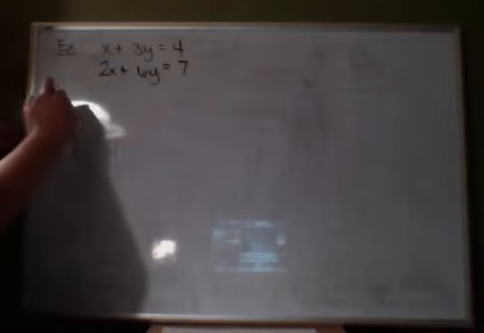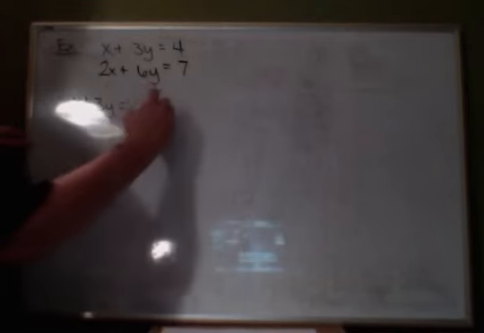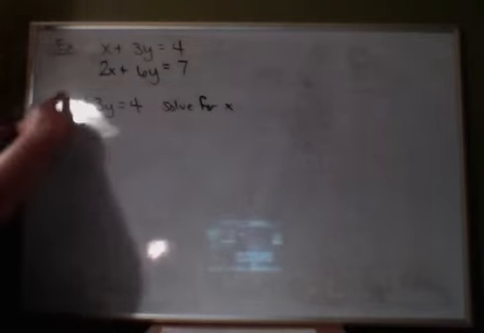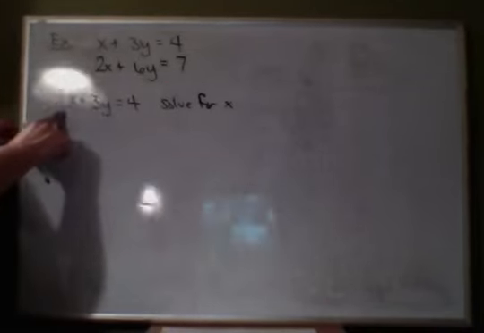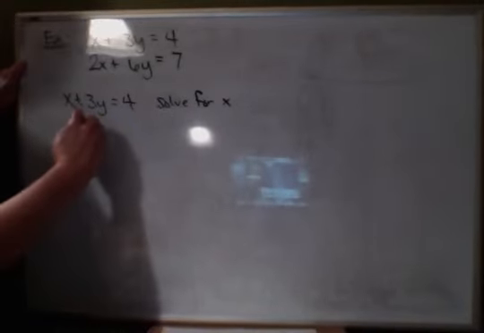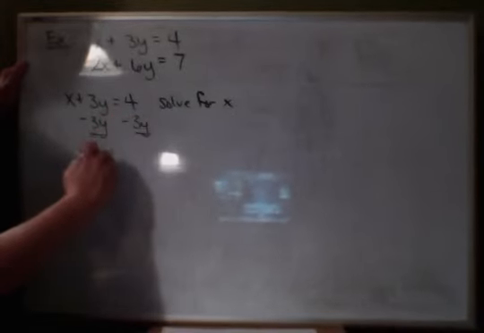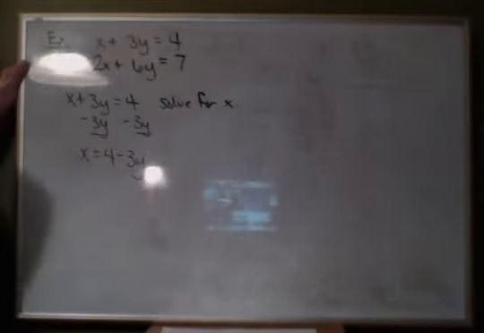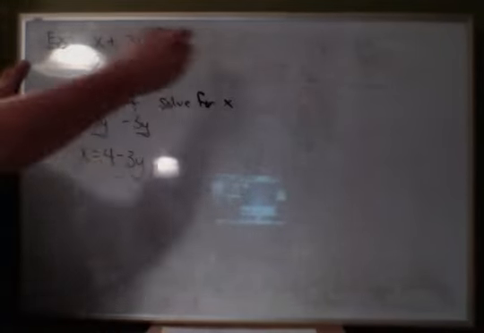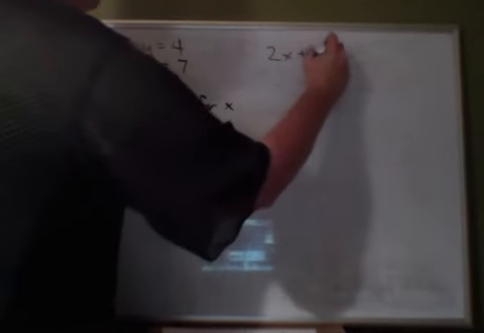So I'm going to take the first equation, x plus 3y equals 4, and I'm going to solve it for x. Again, because it has a coefficient of 1, that's going to make it easy to solve. I'll do that simply by subtracting 3y. So x is equal to 4 minus 3y. Now, once I have that, I go back to the other equation, this 2x plus 6y equals 7.